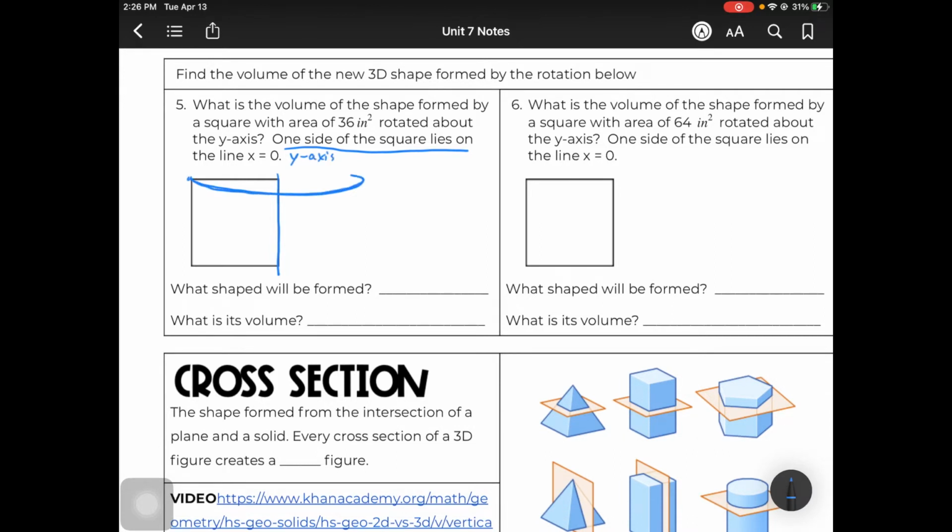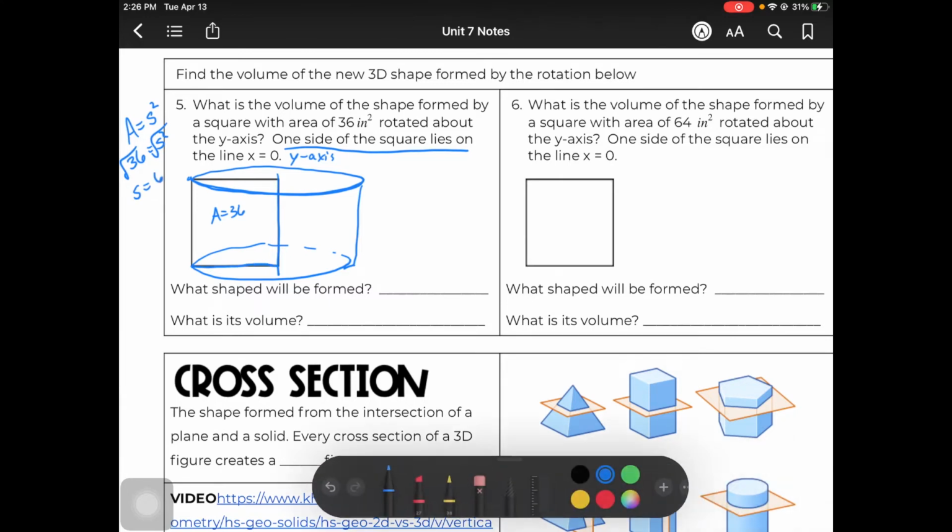So we rotate this point around there and then around there. And then this one kind of does the same thing. And we get this cylinder shape. Not my best drawing. The area of the original square, though, is 36 square inches. All right? And so we need to remember our area formula for squares: area is side length squared. So if 36 equals side squared, then we take the square root of both sides to get the side is just 6. So each side here is 6.